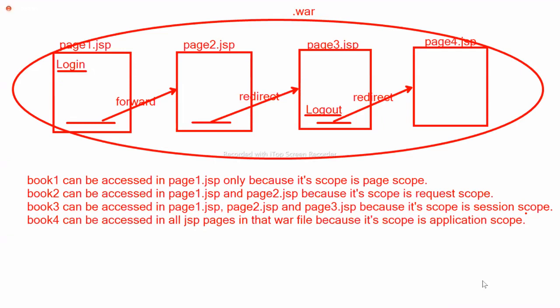Book 1 can be accessed in page1.jsp only because its scope is page scope. Book 2 can be accessed in page1.jsp and page2.jsp because its scope is request scope. Book 3 can be accessed in page 1, page 2 and page 3 because its scope is session scope. Book 4 can be accessed in all JSP pages in the WAR file because its scope is application. So the entire application you can access.